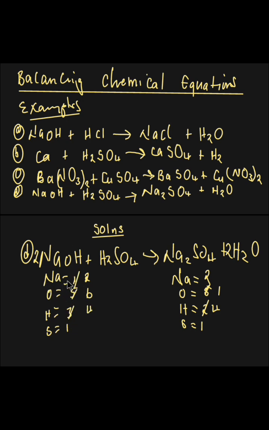So sodium, how many atoms? 2. Sodium, how many atoms this side? 2. Oxygen, how many atoms? 6. And what about this side? We should have 6 again. Yes. So hydrogen, how many atoms? 4. What about this side? We have 4. Sulfur, how many atoms? 1. So our equation is balanced. It balances like that. So you put a coefficient of 2, then you put another coefficient on water to make it balanced.